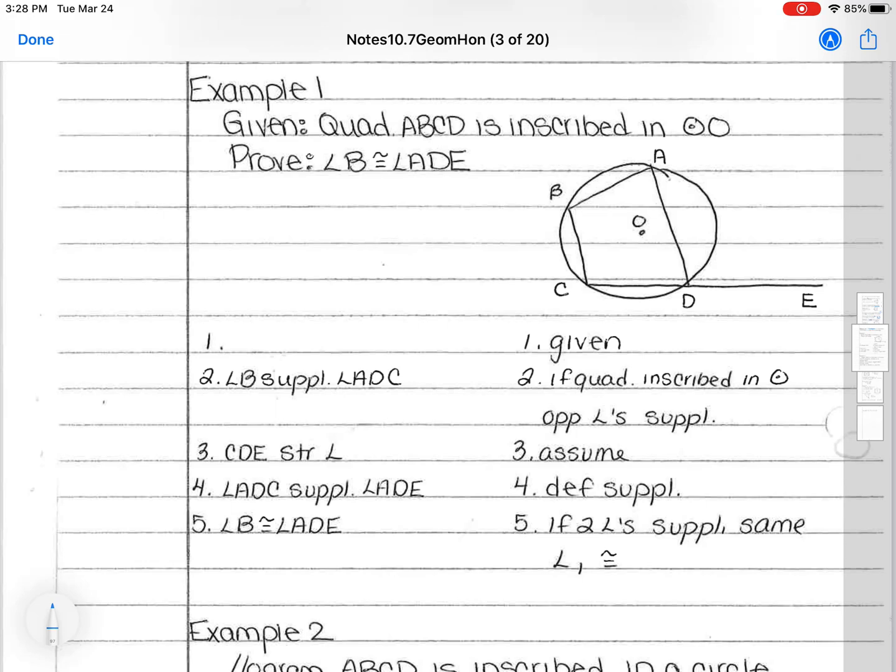All right, so given that we have a quadrilateral ABCD inscribed in circle O, that means each and every one of the vertices is on the circle itself. It's circle O, so we know O is the center of the circle, and we're trying to prove that angle B and ADE are congruent. I didn't write the given, but obviously you need to make sure that you would do that.